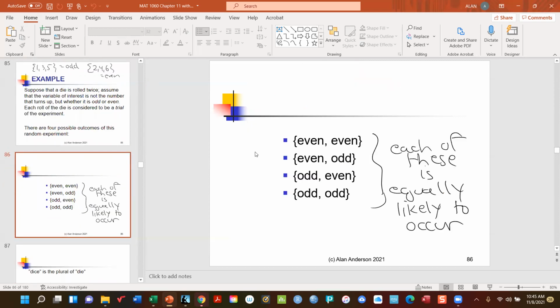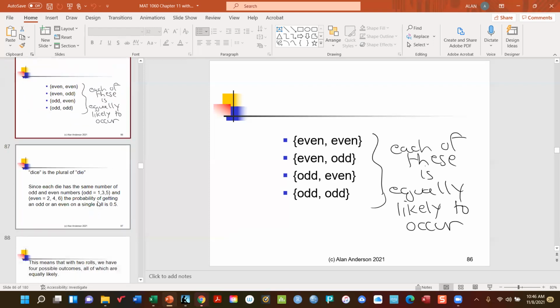So what are those 4? Well, we can get an even followed by another even, an even followed by an odd, an odd followed by an even, and an odd followed by an odd. Now, I'd like to point out that because evens and odds are equally likely to turn up on a die, each of these outcomes is equally likely to occur. And since there are 4 of these, that implies that each one of these has a probability of 1 out of 4.